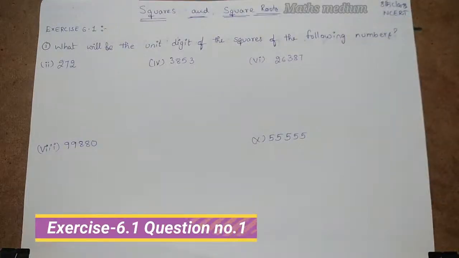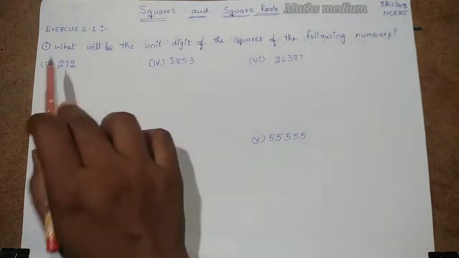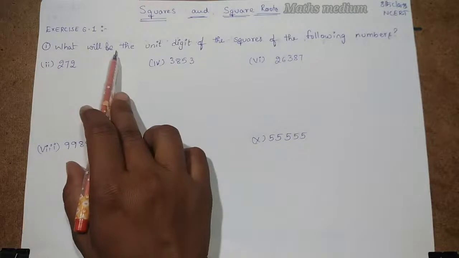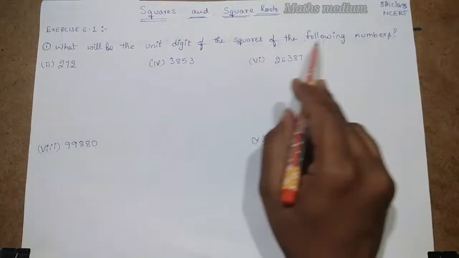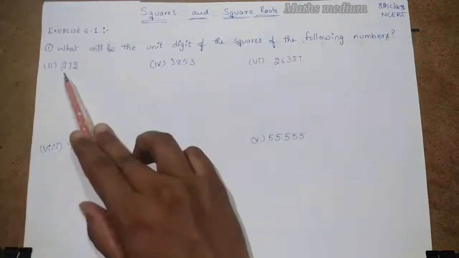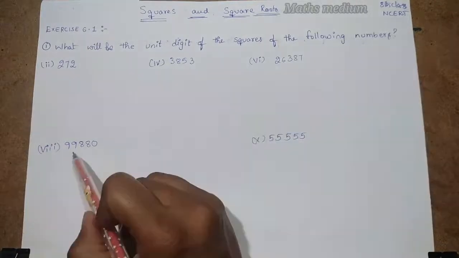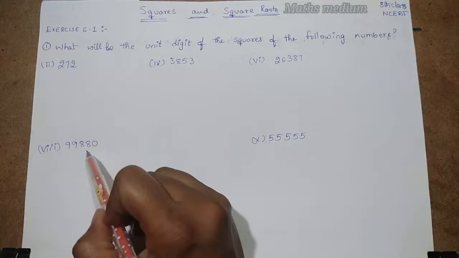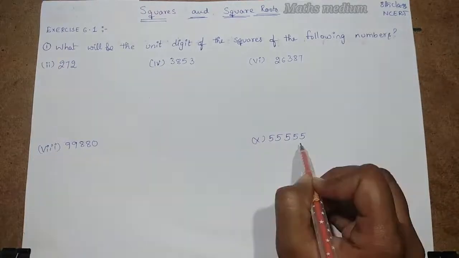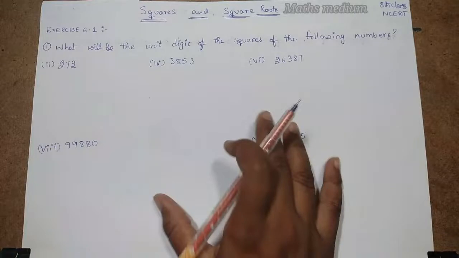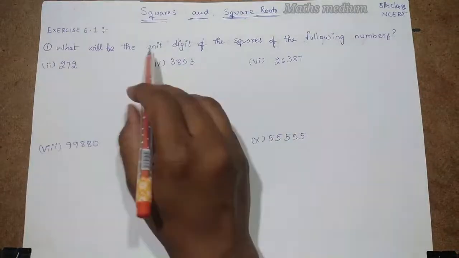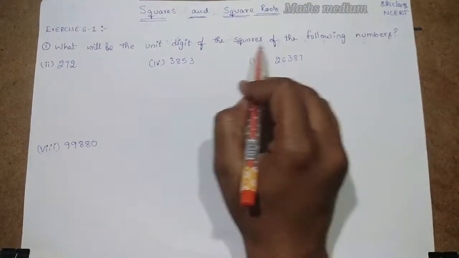Today I came with exercise 6.1 from Squares and Square Roots, 8th class NCERT. Question number 1. What will be the unit digit of the squares of the following numbers? These are the questions I took randomly. Here 272, 3853, 26,387, 99,880, 5,05,555. These are the 5 questions I took randomly. So now we have to tell the unit digit of the squares of the following.